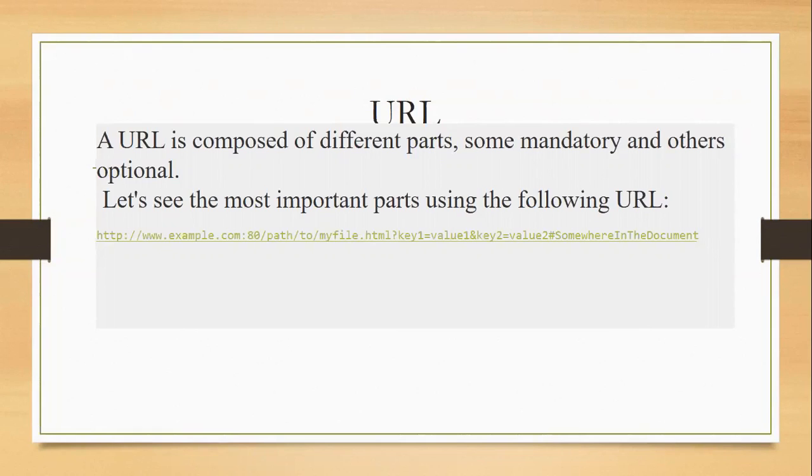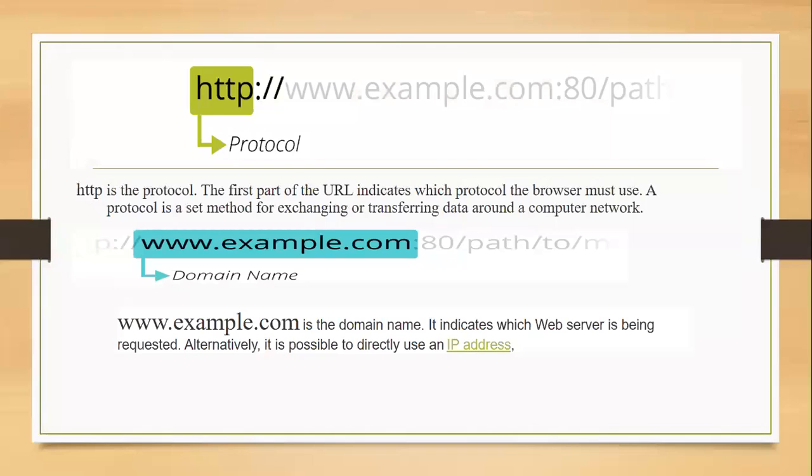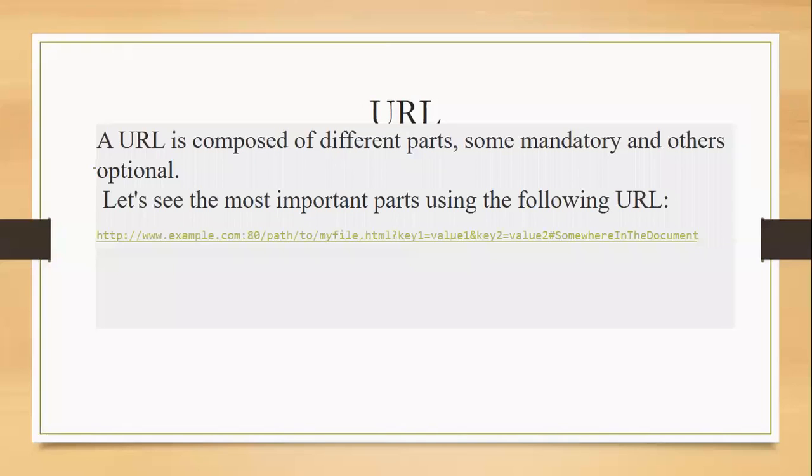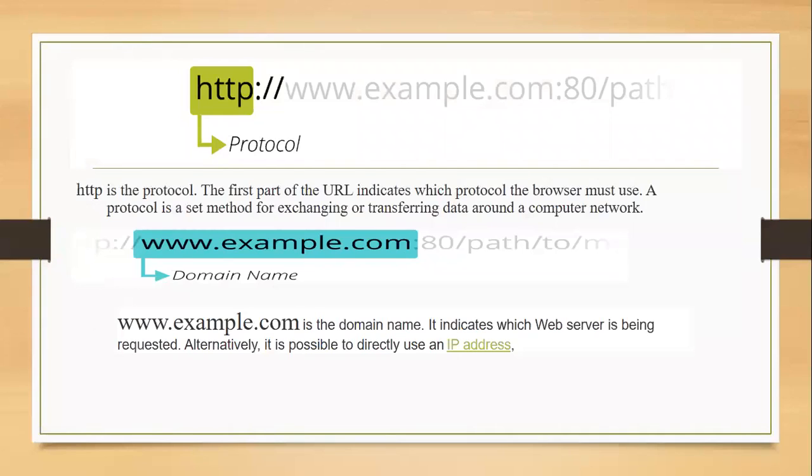Here is an example of a URL which I mention here. A URL is composed of different parts. All these parts were discussed earlier. Now I am describing the example of a URL. In the previous example, you are seeing HTTP. HTTP is a protocol. The first part of a URL indicates which protocol the browser must use. A protocol is a set of methods for exchanging or transferring data around a computer network.